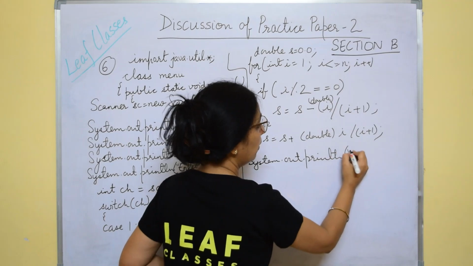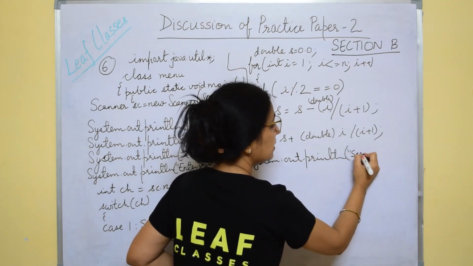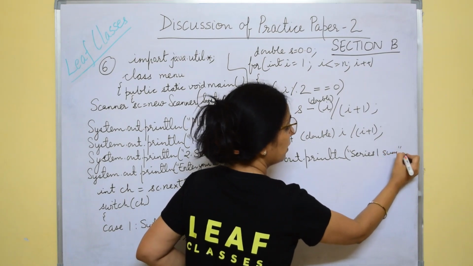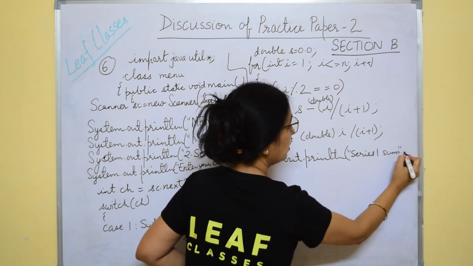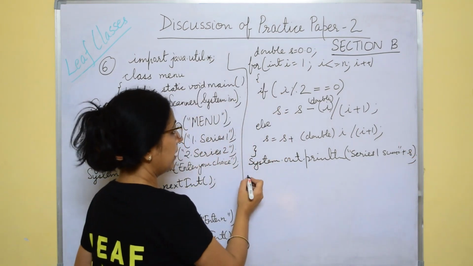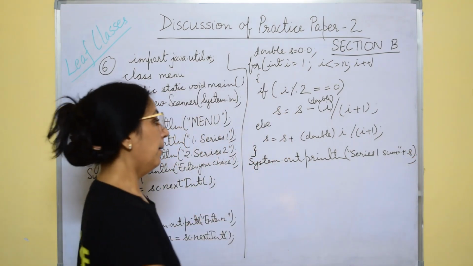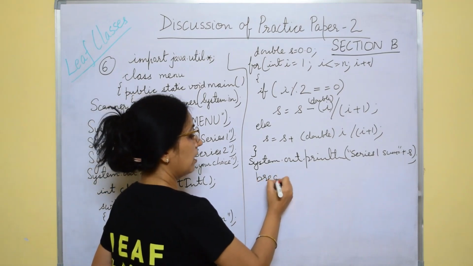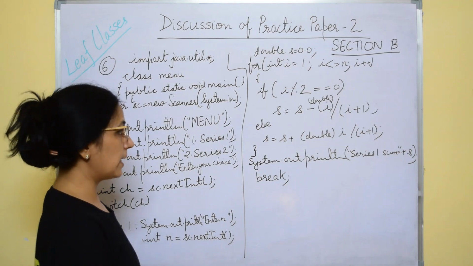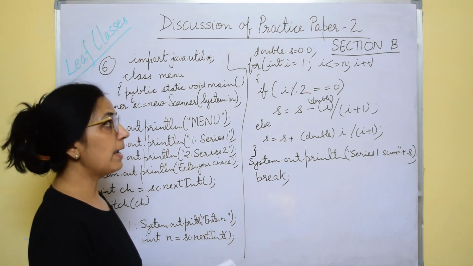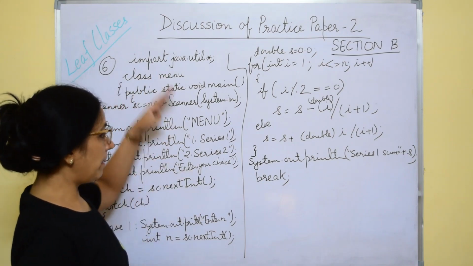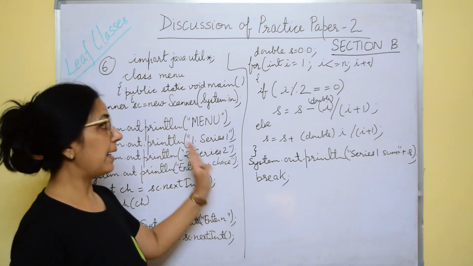System.out.println of series 1 sum is equals to plus s, and then we will break, which is the end of each case in switch case statement, and then we have to start case number 2. So I am rubbing this side and then we'll write case 2 here.